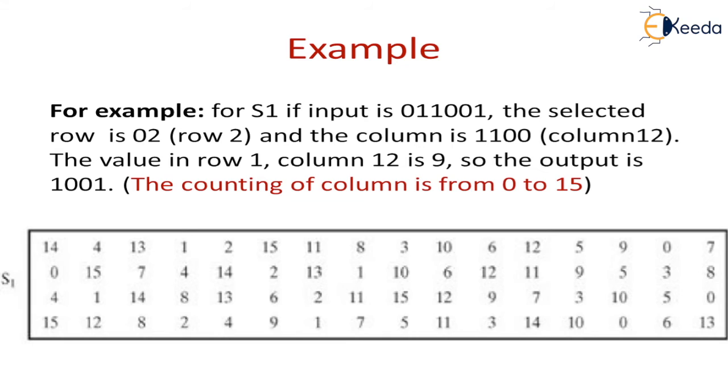For example, we can take an example of S1. If input is 0 1 1 0 0 1, the selected row is 0 1, that is row 1, and the column is 1 1 0 0. Column is 12. The value in row 1, column number 12 is 9. So the output is 1 0 0 1. The counting of the column is from 0 to 15.